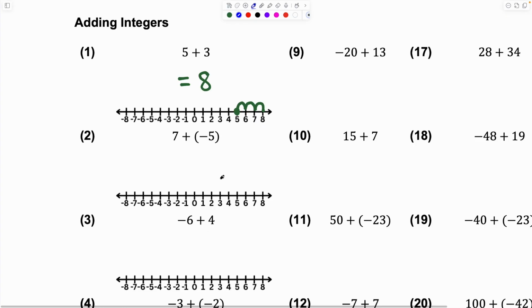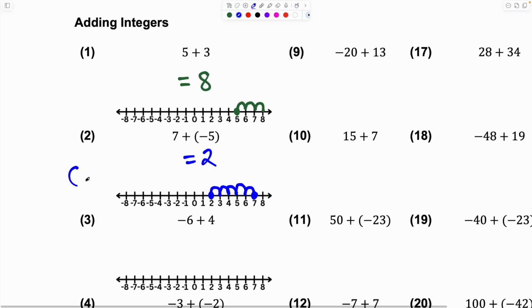And now we could use the number line again, this time to do 7 plus -5. So when we do 7 plus -5, we start at 7, but instead of going forward 5, we're going to go backwards 5, okay? So we go negative, or in the opposite direction. So we go 1, 2, 3, 4, 5, and that brings us to 2. So 7 plus -5 is equal to 2.